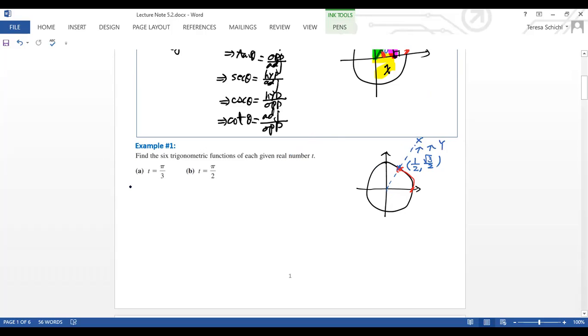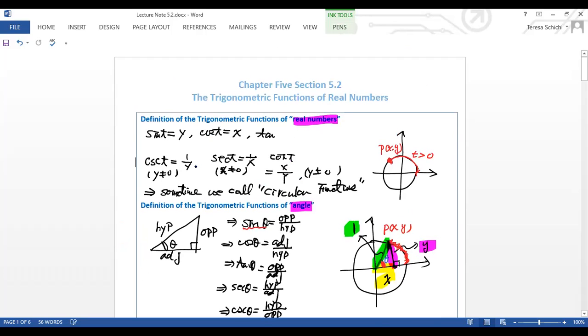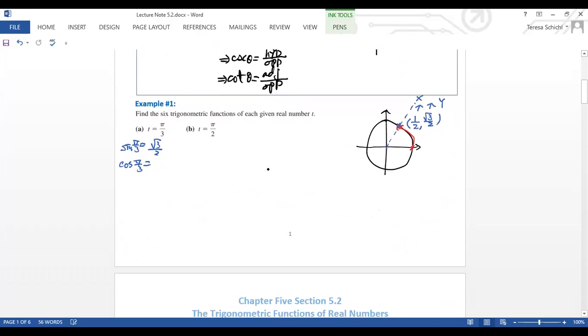Okay, so let's take a look. We say sine pi over 3 is y, right? So it's square root of 3 over 2. And then what is the cosine pi over 3? Based on these definitions here, the cosine is x. So cosine is 1/2. And then the tangent pi over 3, tangent is y over x, right? So this is the square root of 3 over 2 over 1/2. Then you flip it and multiply, which gives you square root of 3.